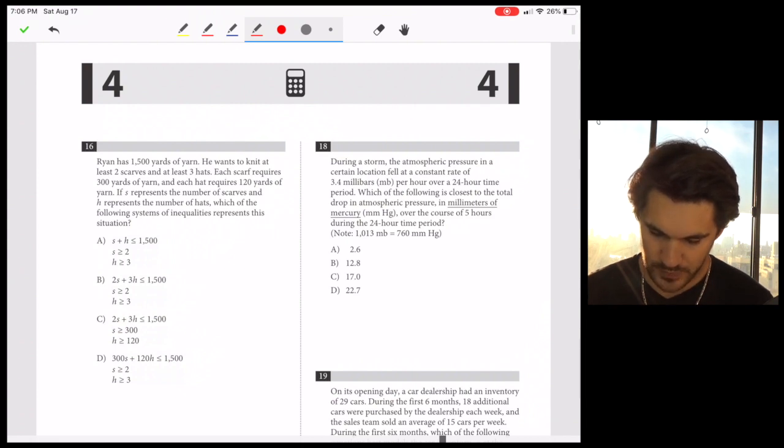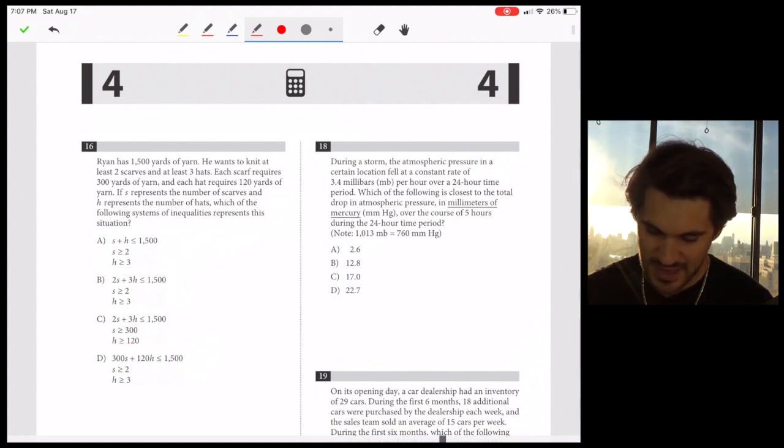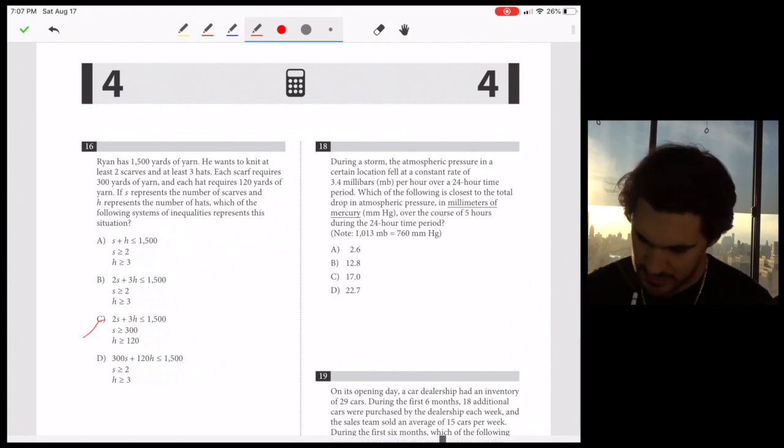So, let's see now. We know he needs at least 2 scarves, right? And at least 3 hats. So S and H have to be greater than or equal to those numbers. So C's out. And now we know that he can't use more than 1,500.